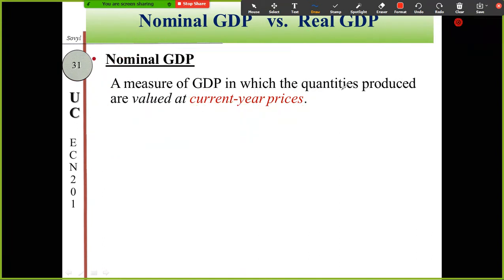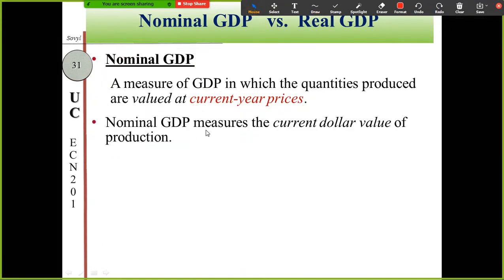Okay, so go to the other point. Nominal GDP measures the current monetary value of production. So this is the formula that we use in order to compute, in order to calculate, in order to compile nominal GDP.